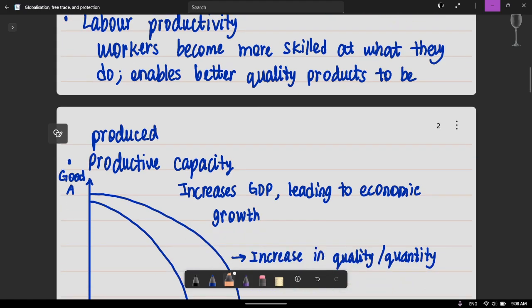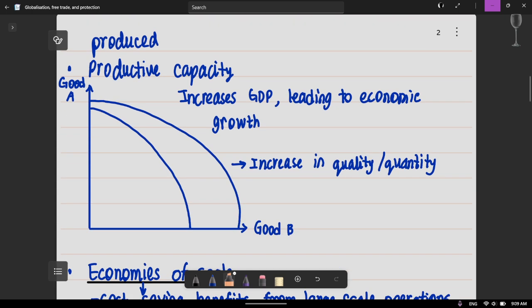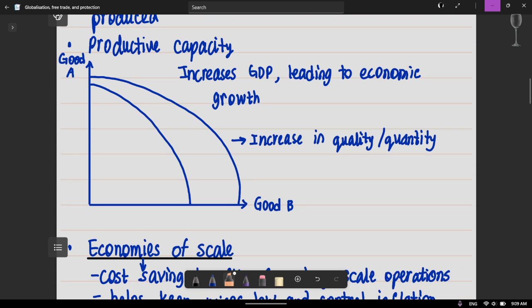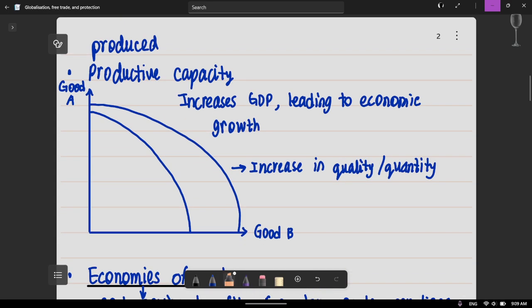Over here, you can further add that this reduces the production cost of firms, increasing their profits, which could help increase perhaps wages for workers, or maybe the firm could expand, and you could add different things that you can think of. Then you also have productive capacity. Increased GDP leads to economic growth. Now this could be due to an increase in quality or quantity.